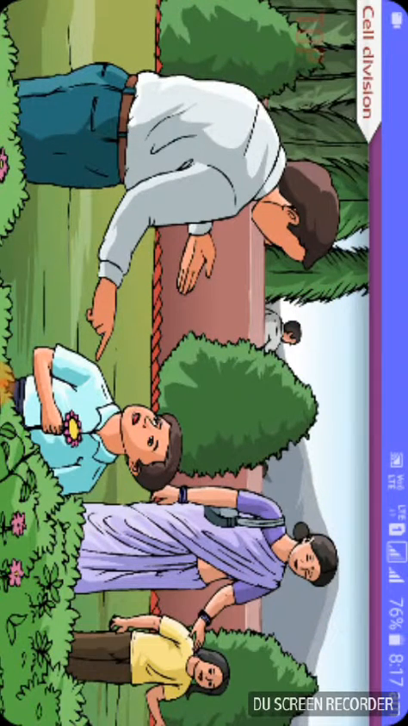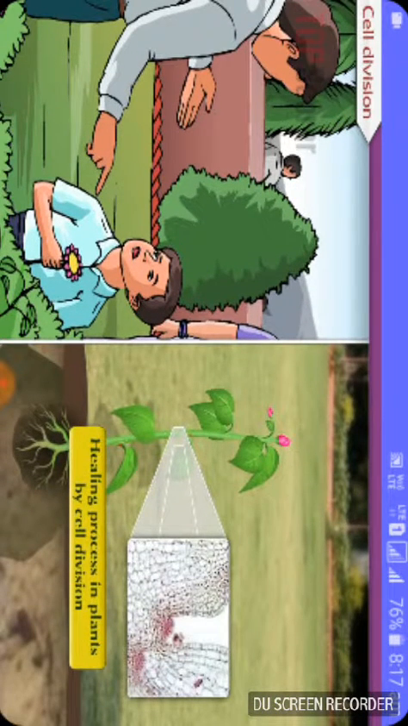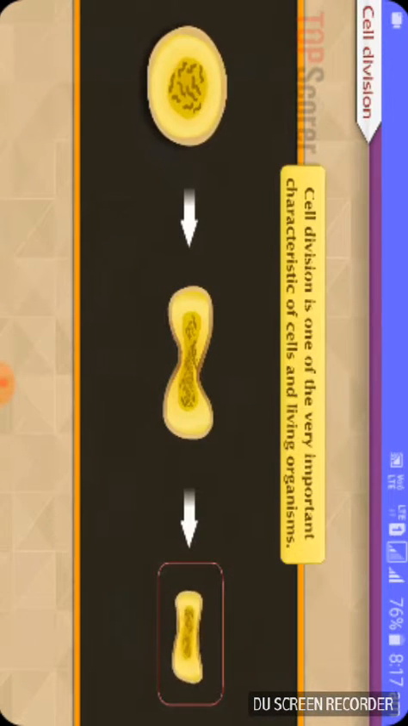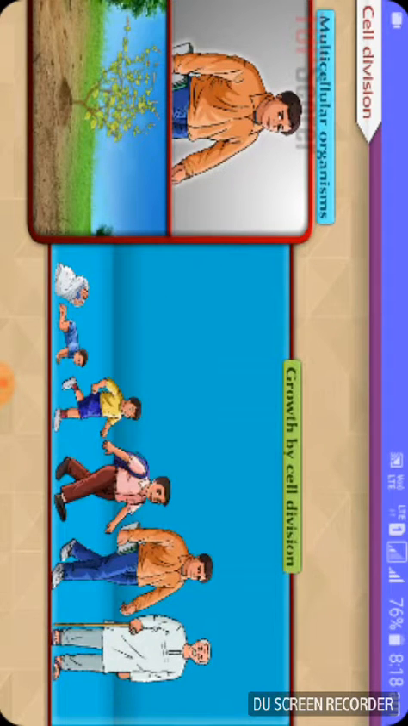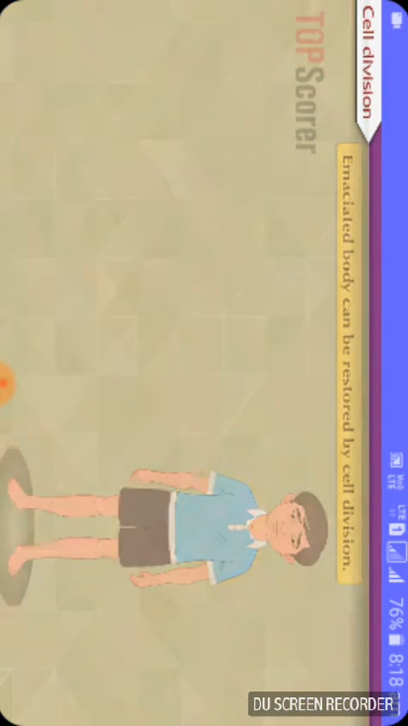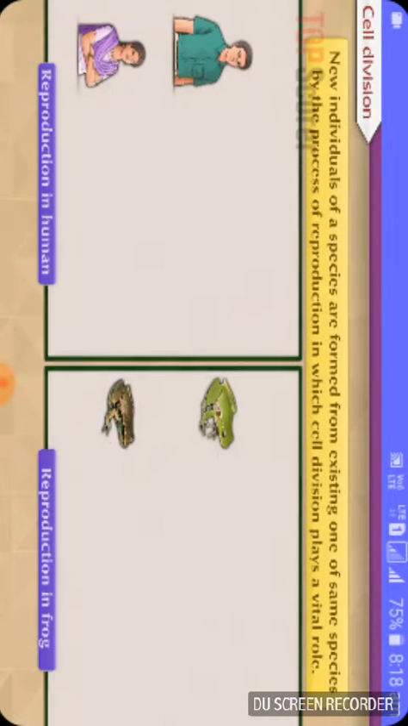Similarly, when we pluck flowers from the plants, they also get injured and the wounds are healed by the cell division in the surrounding cells. Cell division is one of the very important characteristics of cells and living organisms. Multicellular organisms grow and increase in size due to cell division, which increases the number of cells in them. Emaciated body can be restored by cell division.